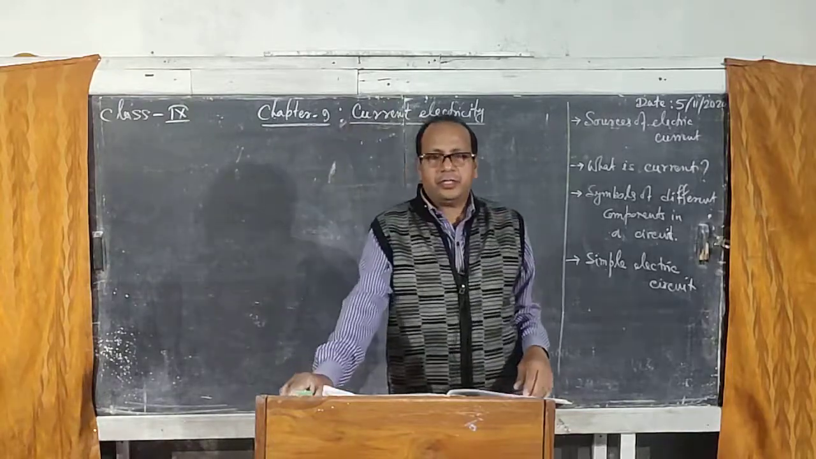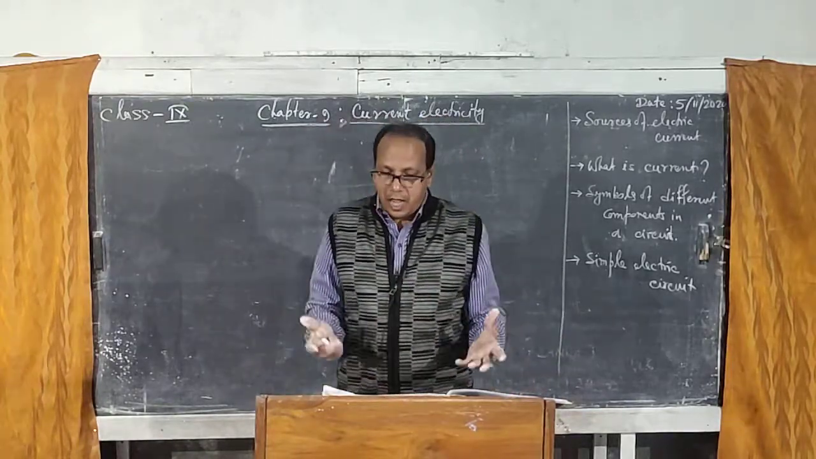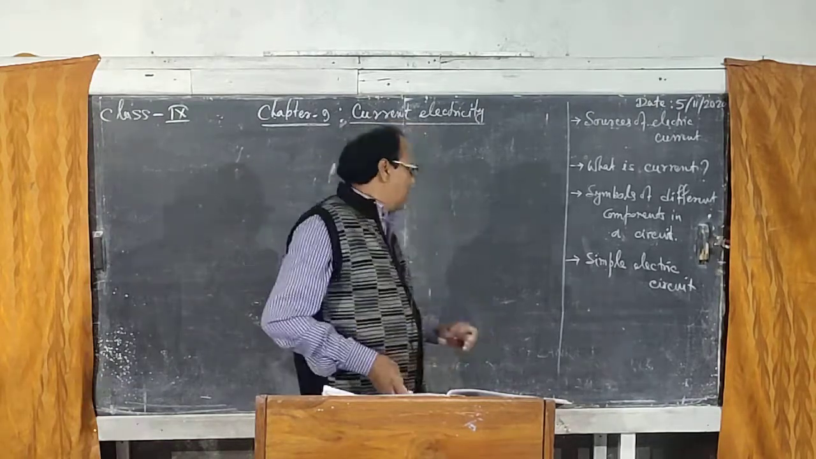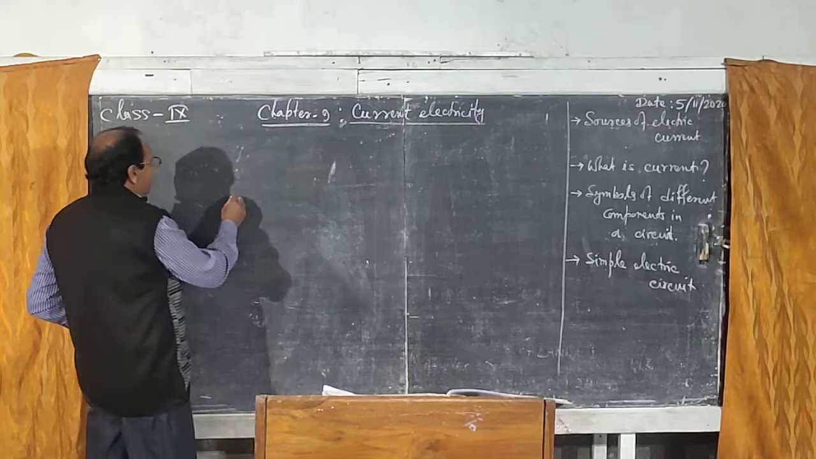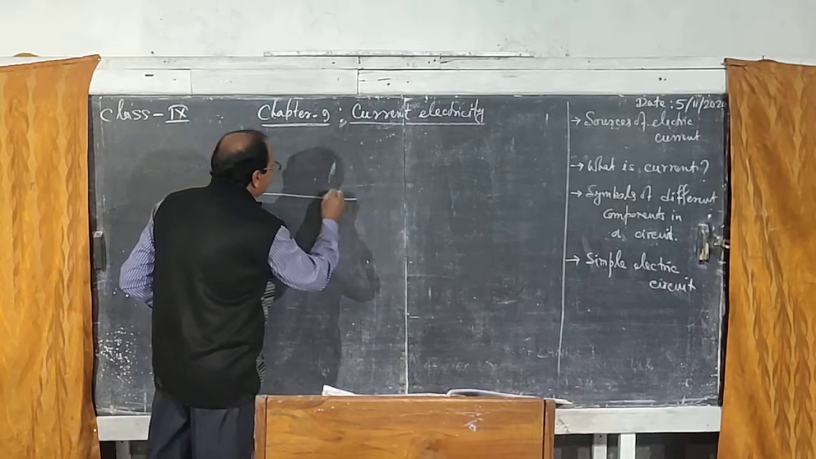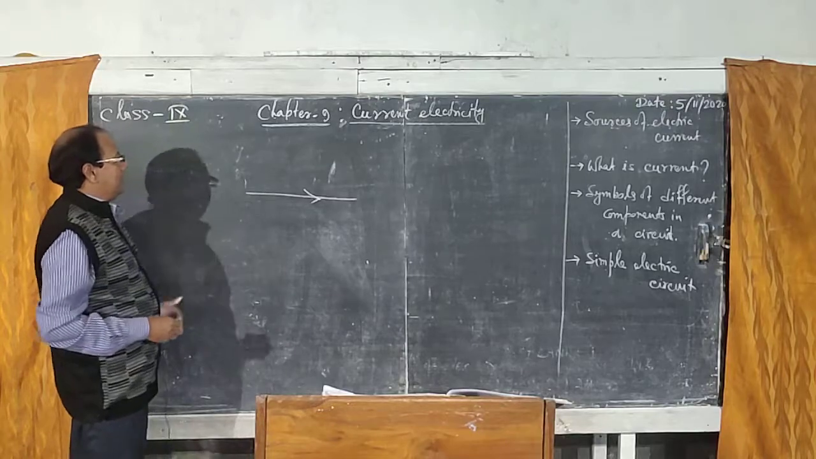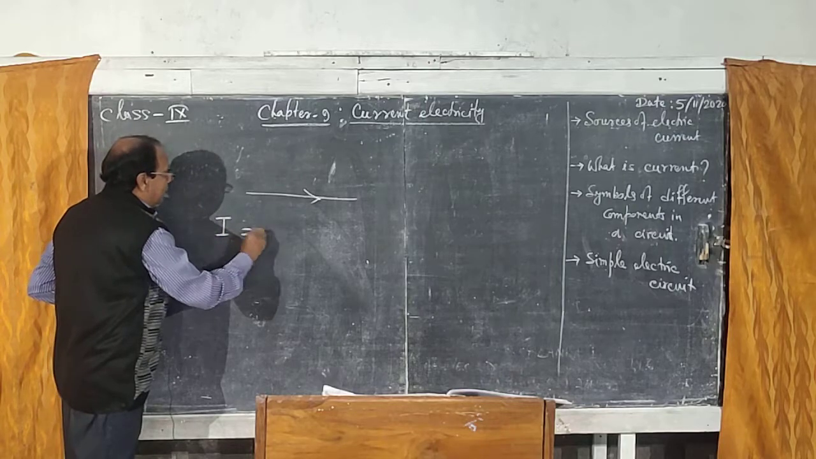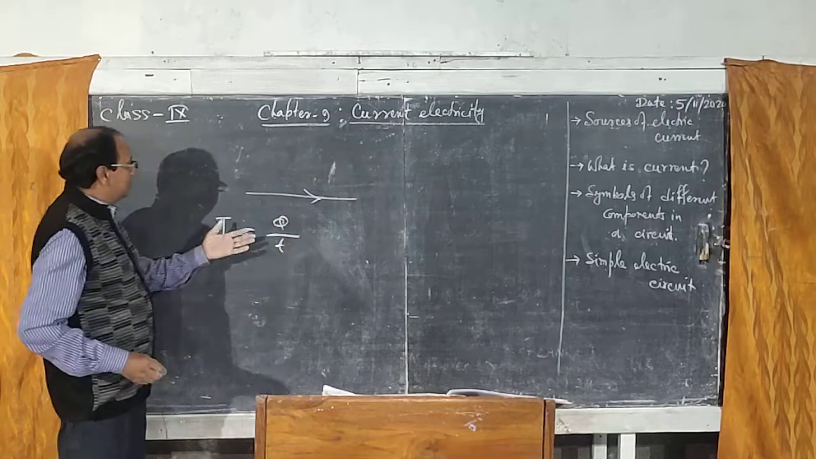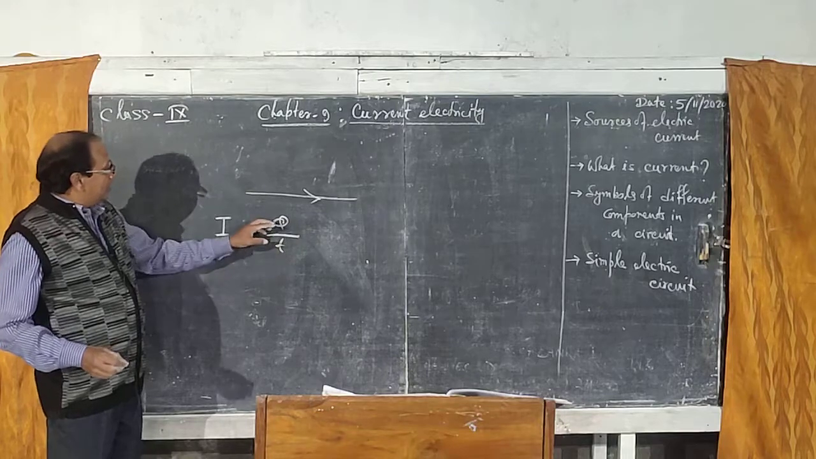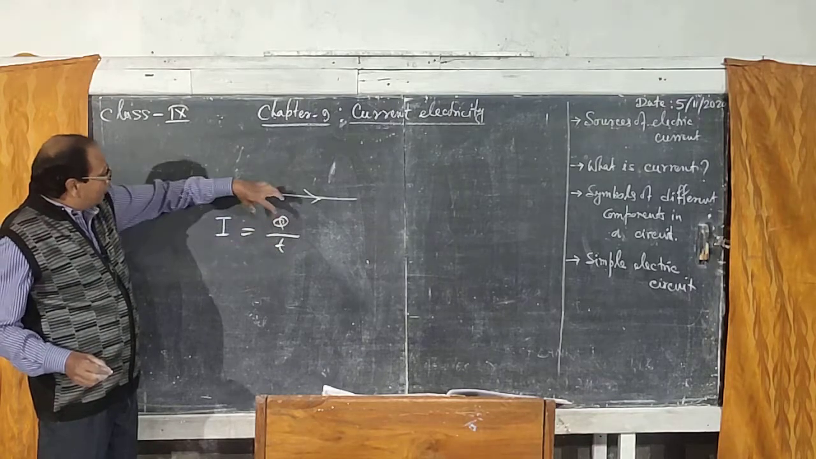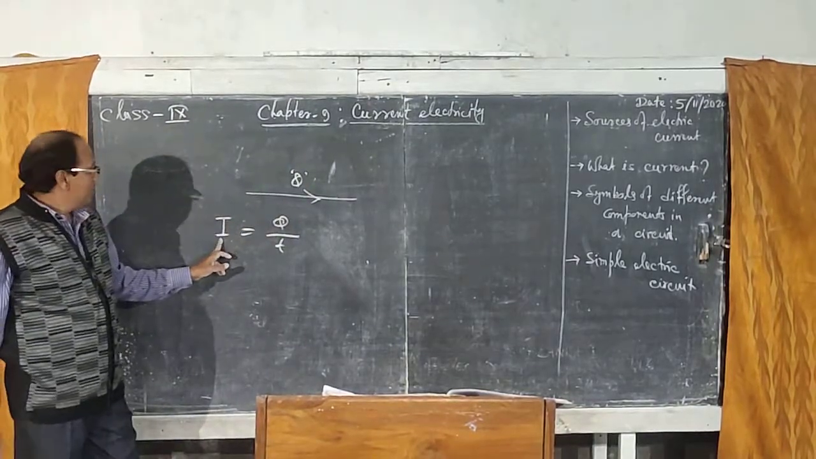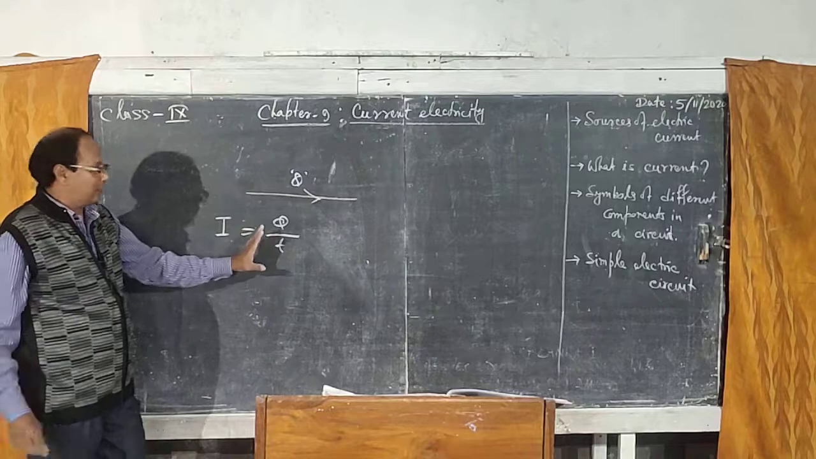Current is actually the rate of flow of charge across a cross section of a circuit. So we can say that when charge is flowing, current is flowing, and symbolically current is Q by T, the rate of flow of charge. When you divide the full amount of charge by time, that is called current. So current is the rate of flow of charge.